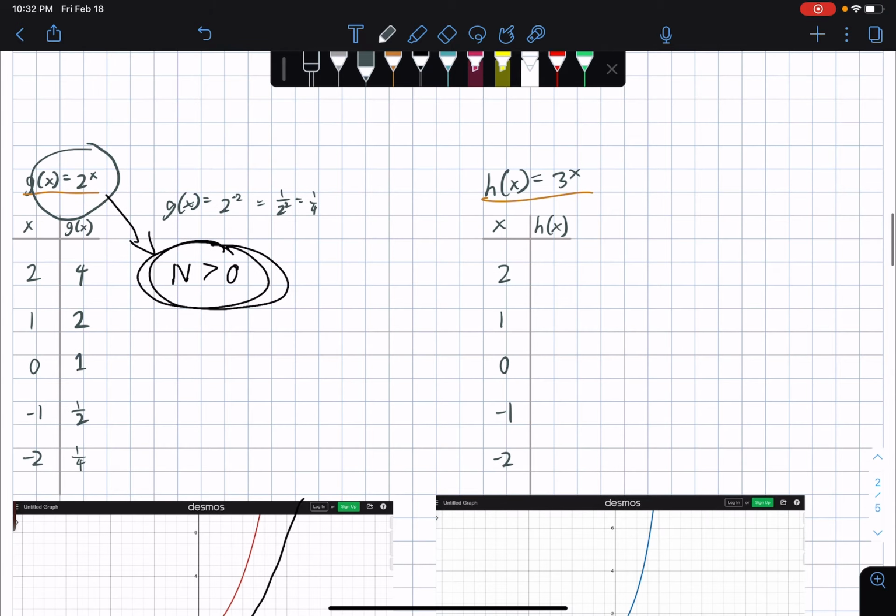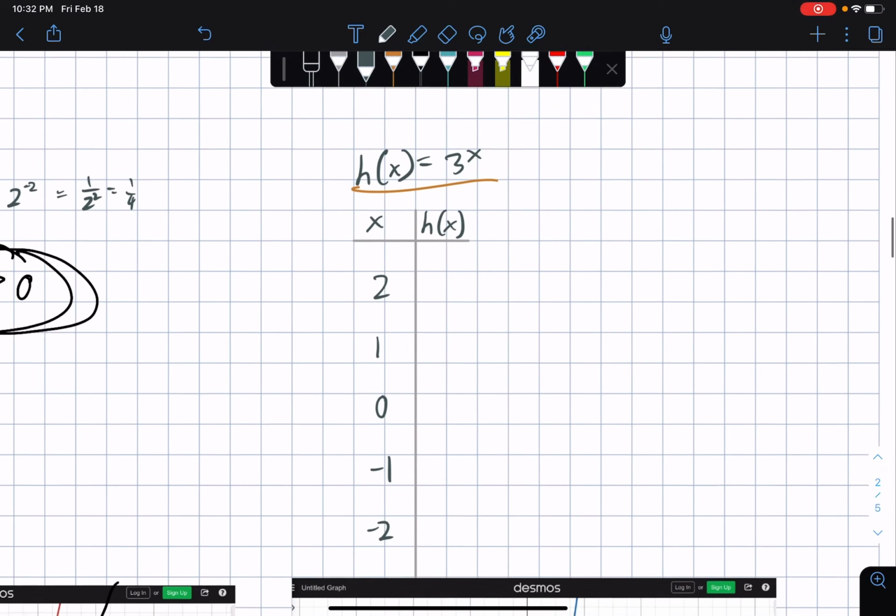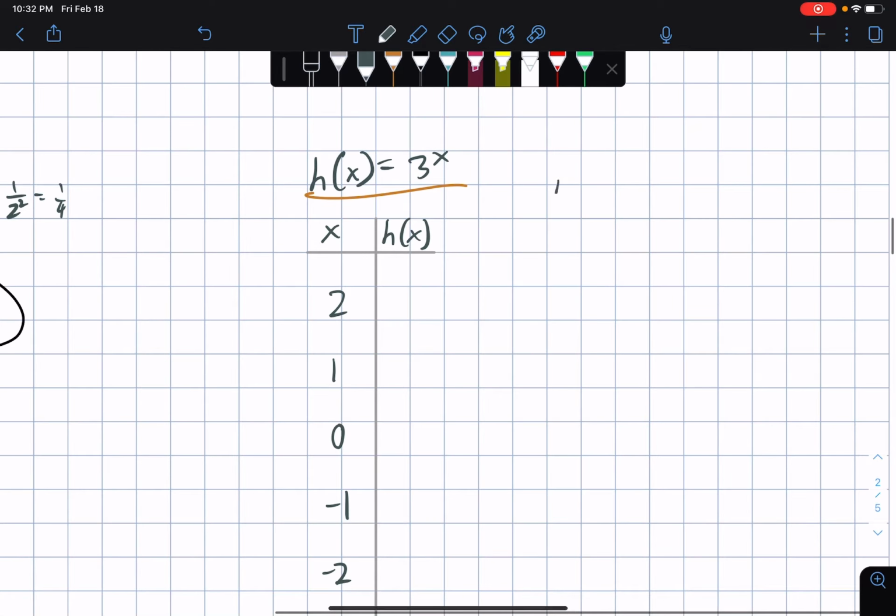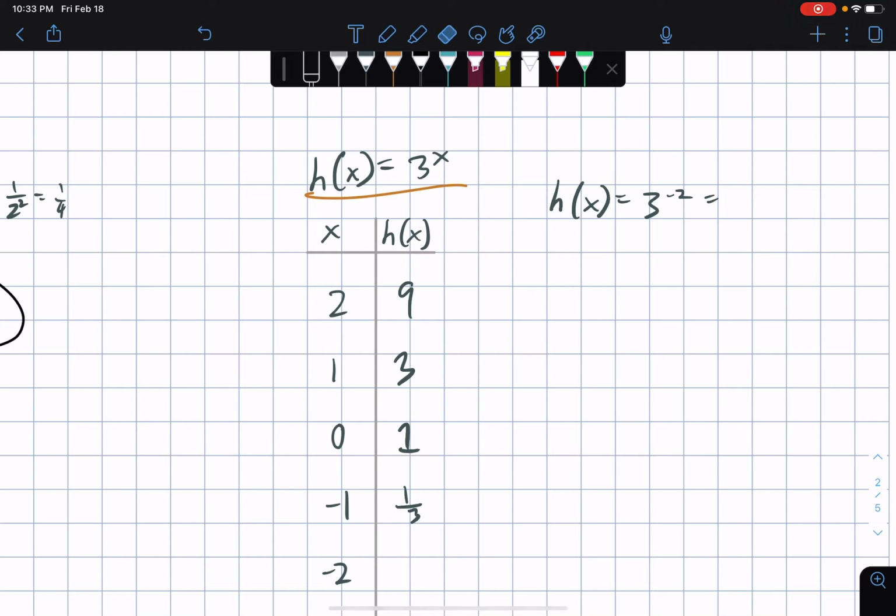For the next example, h of x, okay, let's substitute the values. h of x is equal to 3 raised to 2, which is 9. If x is 1, we get 3. If x is 0, by the zero exponent rule, we by default get 1. If x is negative 1, we get 1 over 3. We reciprocate. If x is negative 2, we get 1 over 3 raised to 2, which is 1 over 9.